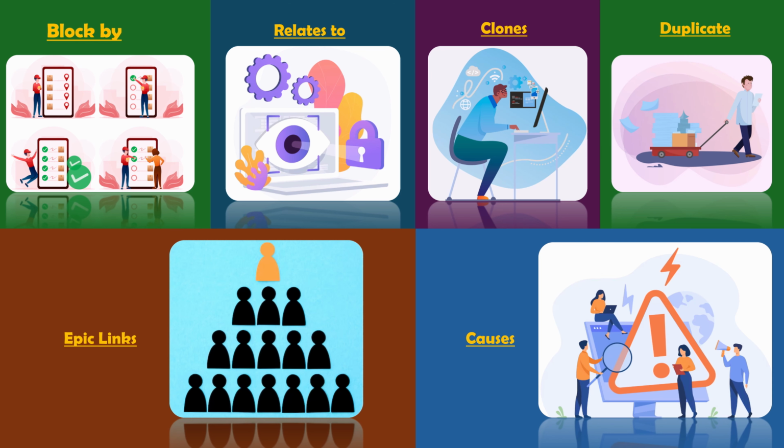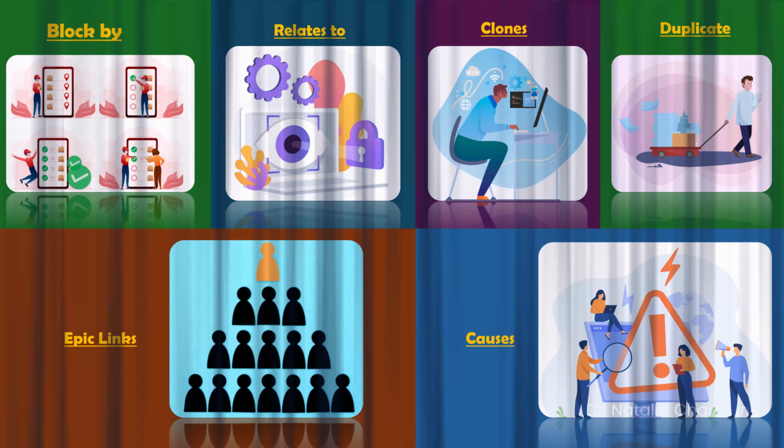Now imagine if these links are not used, then teams may work on stories out of order, developers may get blocked unexpectedly, and duplicate work may occur.